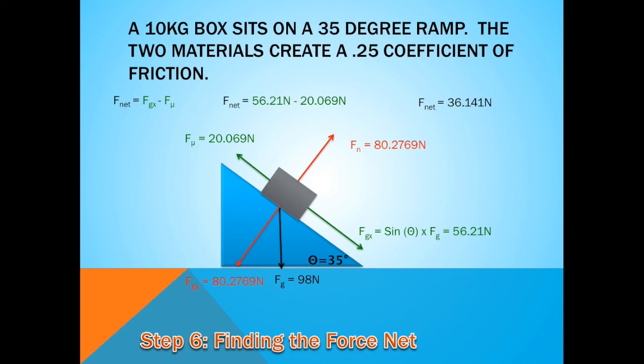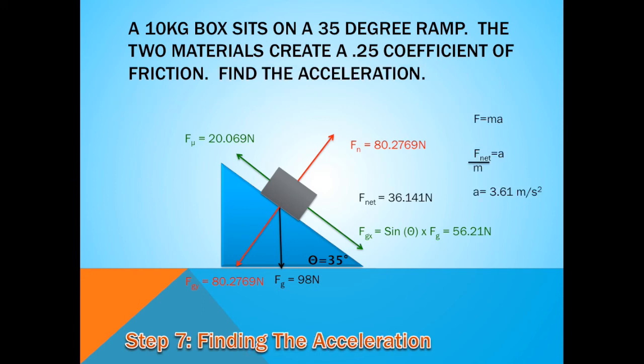That's how you do these problems. Now, if I was going to ask you from the beginning what the acceleration of the object is, we would just look at this. We know our net force now, and force is equal to mass times acceleration. So I take my net force divided by my mass, and that is equal to acceleration. If I take 36.14 divided by 10, I get 3.61 meters per second squared.